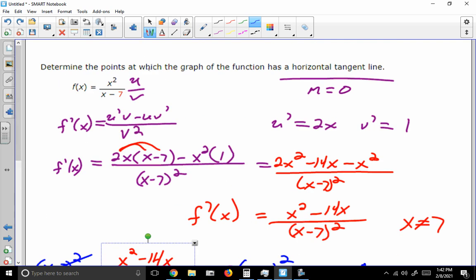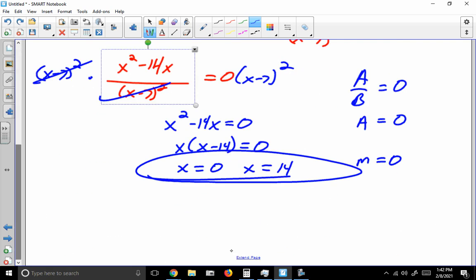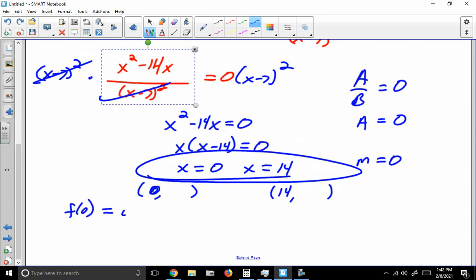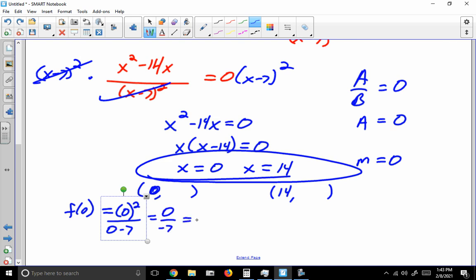Now, it also says determine the point. Those are just the x's. So how do we get the y values? Well, we substitute them into our function. So if we substitute a 0 into our function, we get 0 squared on top over 0 minus 7. So 0 over negative 7, that's 0.